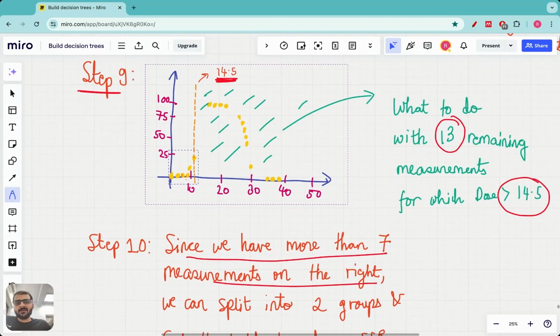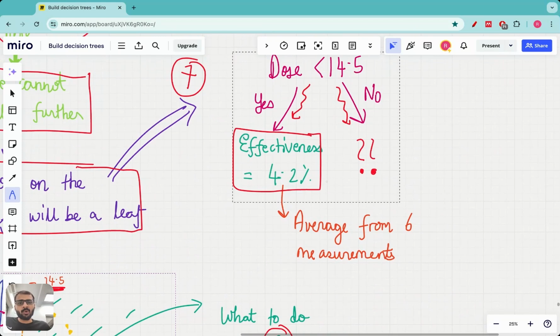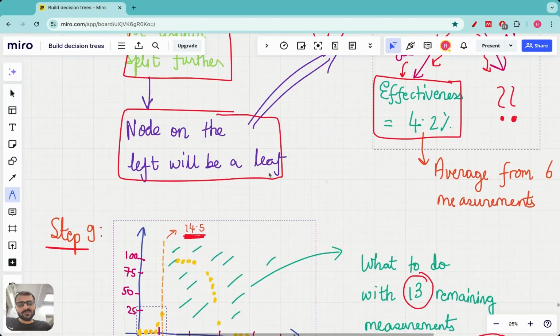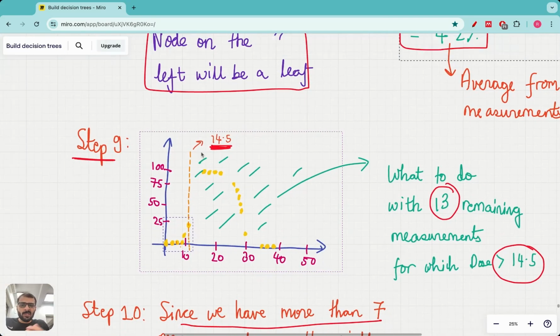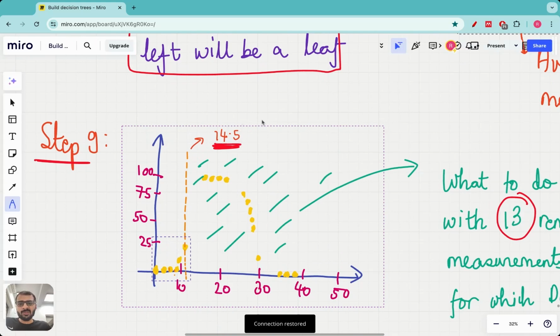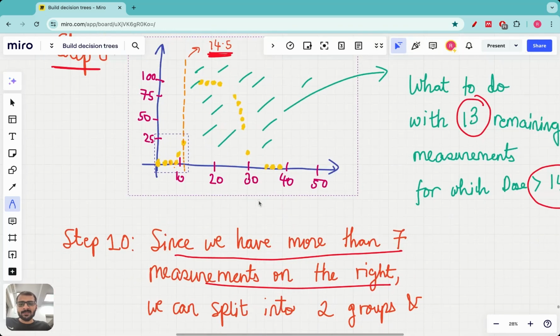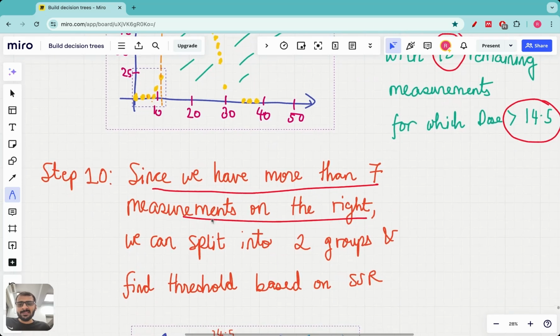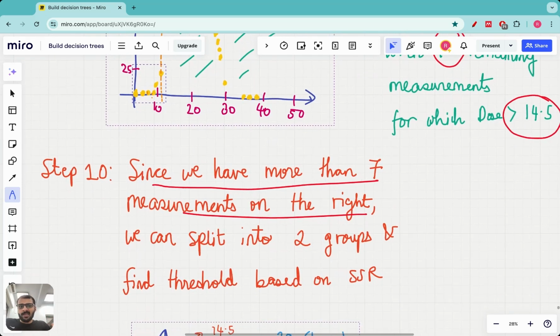Now that we have seen what to do with dose less than 14.5, we have seen that this was a leaf node and the effectiveness is 4.2%. Now let's see what to do about every point on the right hand side, essentially what to do if the dosage is greater than 14.5. There are 13 measurements on the right hand side, for which dose is greater than 14.5. Since we have more than 7 measurements on the right, we can continue the splitting.